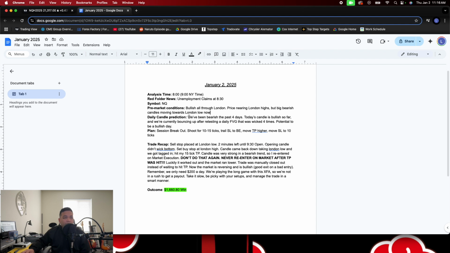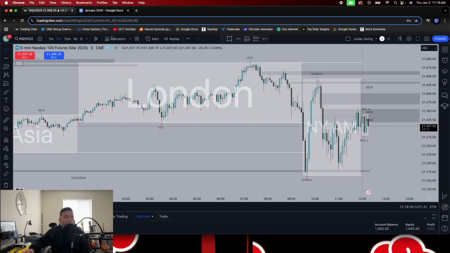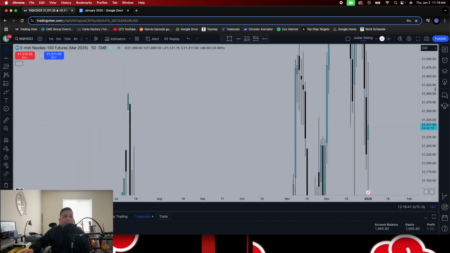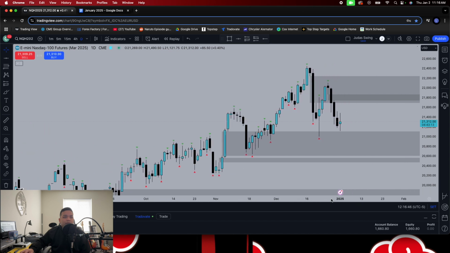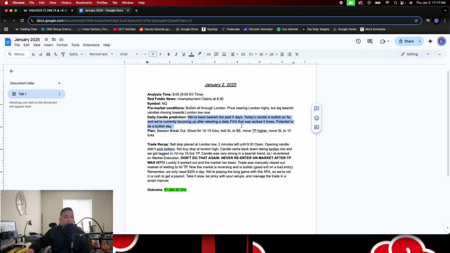I looked at the daily candle, and my prediction was that we've been bearish for the past 4 days. Let's actually go over here. So we've been bearish the past 4 days. If you look at this fair value gap, it's been wicked 1, 2, 3, 4 times with lows, and it started coming back up. So I was predicting that it was gonna retest right here and turn back up. So potential to be a bullish day.